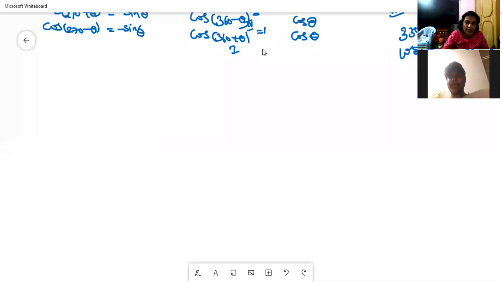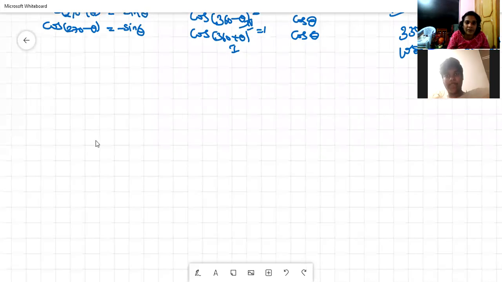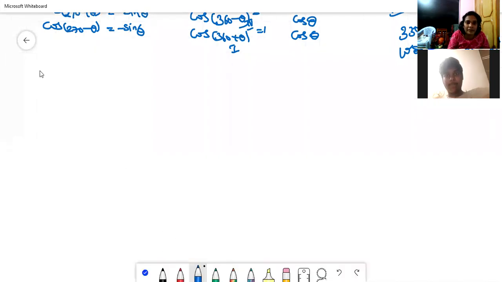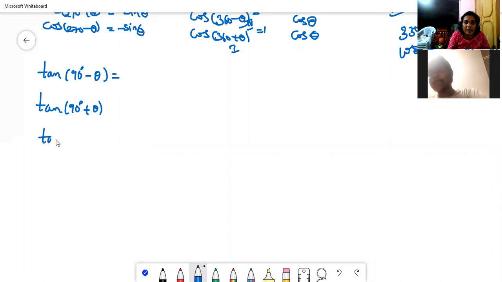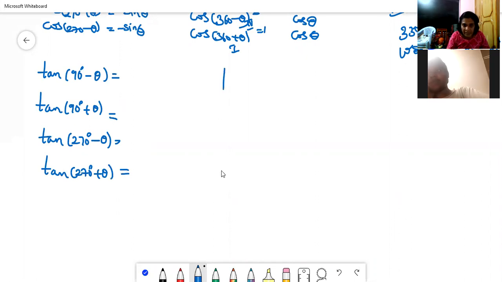Next, for tan: tan of 90 minus theta, tan of 90 plus theta, tan of 270 degrees minus theta, tan of 270 degrees plus theta. This is odd. For 90 and 270 it will become cot.